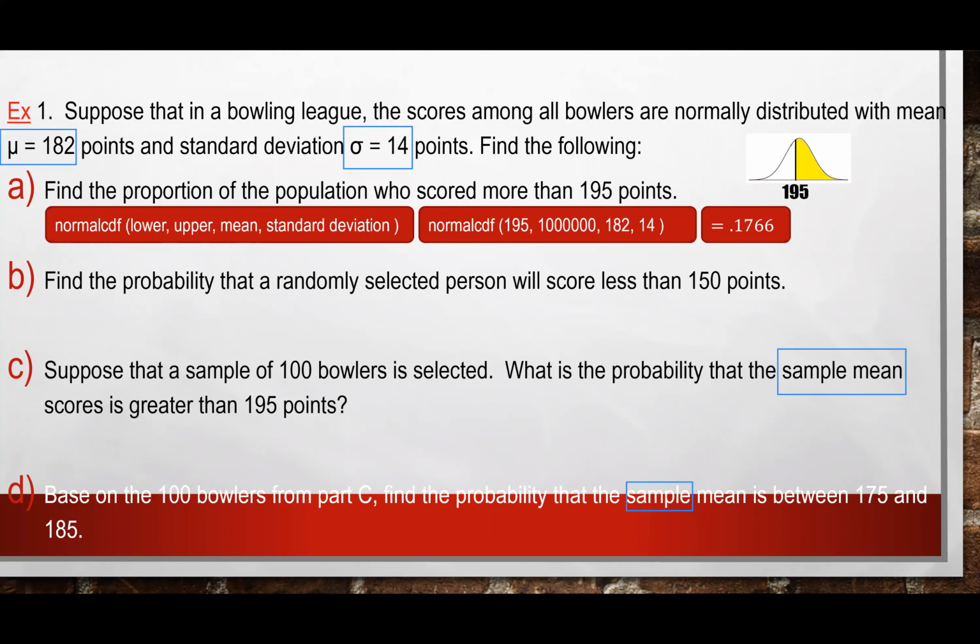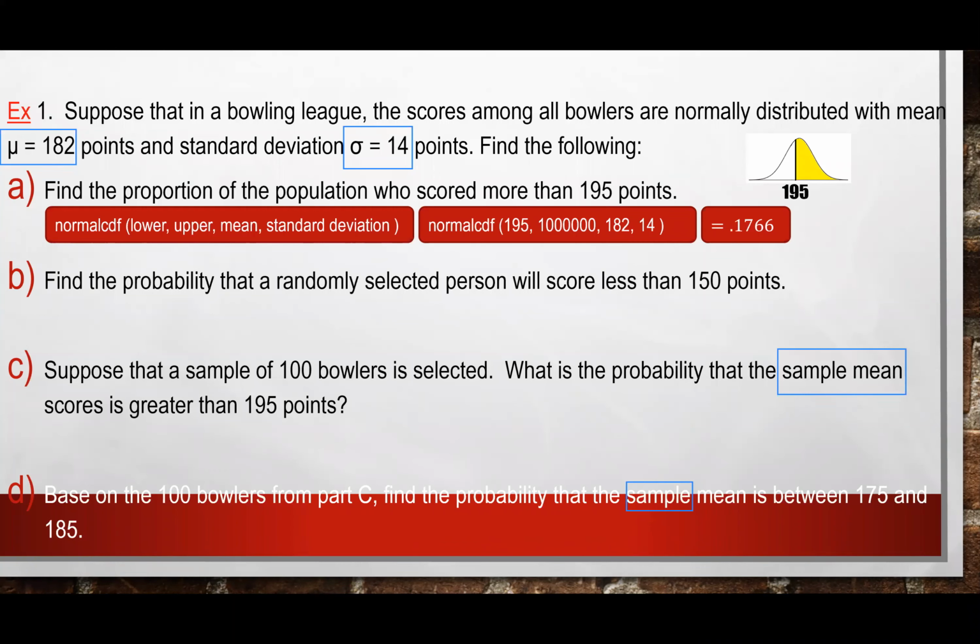And similarly with B, they ask you to find the probability, which is the same as the area under the curve, that the person scores less than 150. So how do we score less than 150? Well, anything to the left of 150 is less than 150. Looking at this, we know that we're looking for this area, so again, we still use the normal CDF.